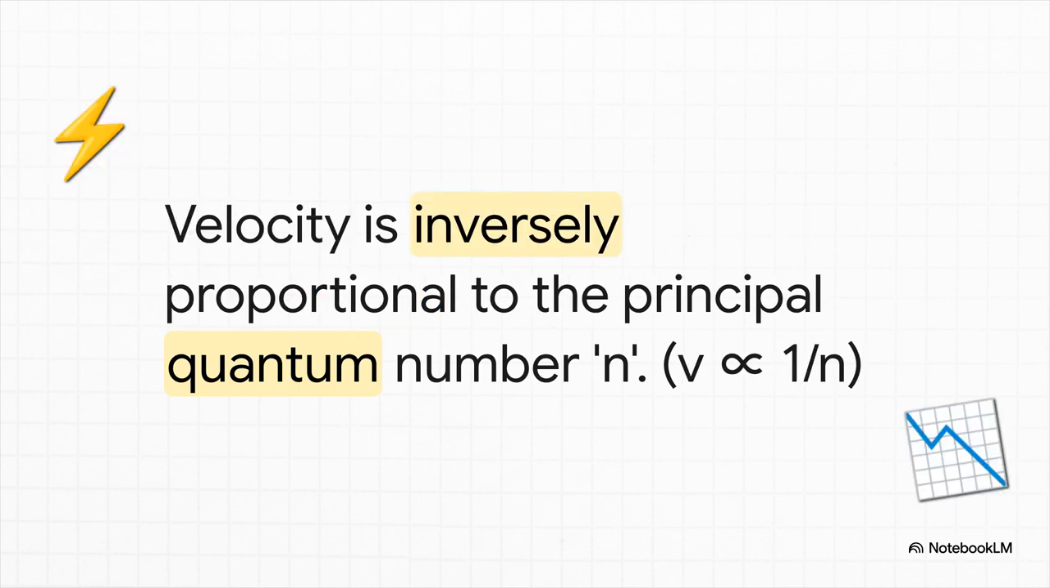Now this part is kind of counterintuitive. You'd think an electron in a bigger orbit would be moving faster, right? Nope, it's the other way around. The velocity is proportional to 1 over n. So the electrons in those tight, low-energy orbits are zipping around like crazy. The ones way out in the higher orbits are actually moving much slower.